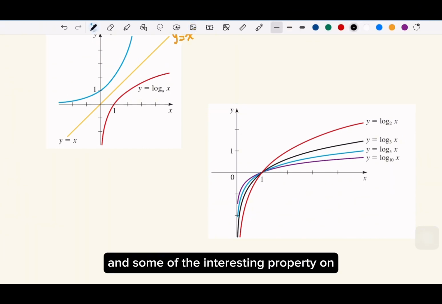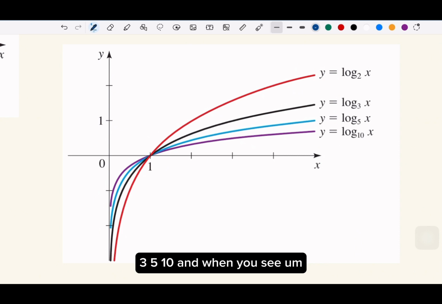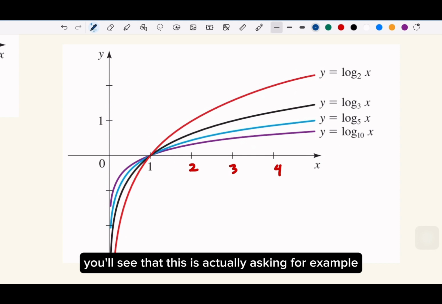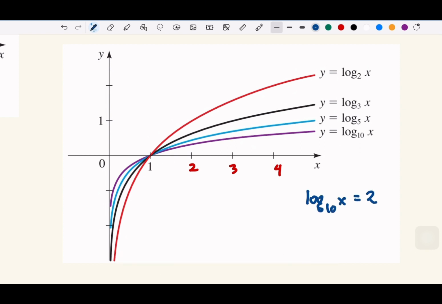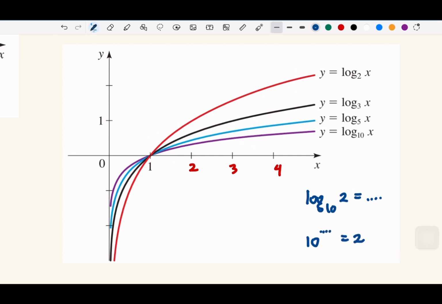Some of the interesting properties of the log: this shows log with different bases, from base 2, 3, 5, 10. When you look at it, you will see that base 2 is getting on the top. For example, if we take x equal 2, this is asking: we are going to take 10 with power of something equal to 2. Let's say this is y.